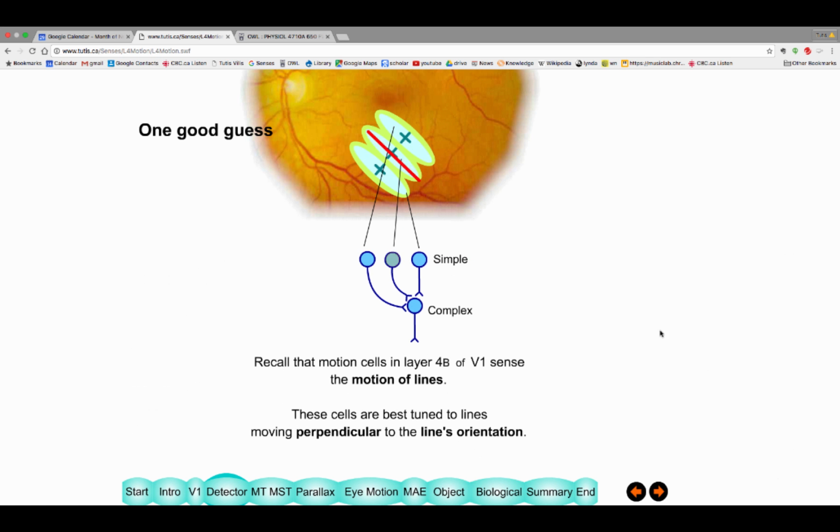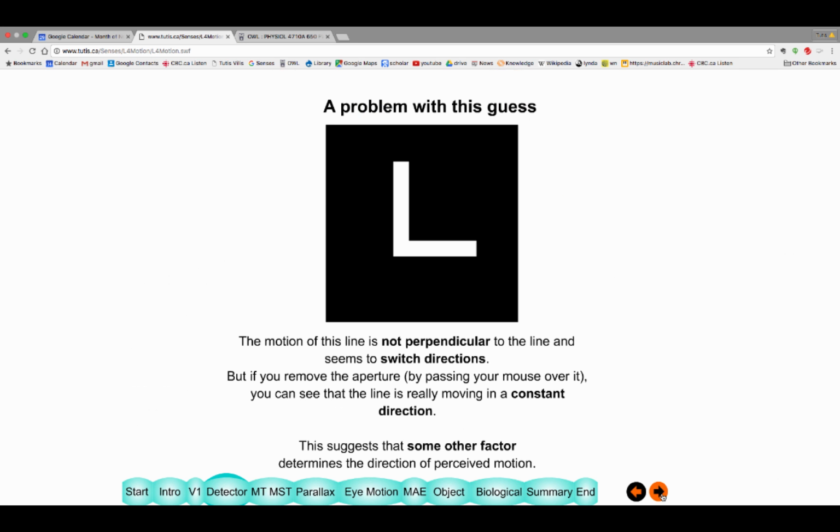And one way that it accomplishes this is because, remember, these simple cells feed the complex cells, and these simple cells are all sensitive to a line that's in this direction. And so if all three of them fed this complex cell, of course these lines would have to move in this direction to activate this complex cell. So the circuit is built to be triggered by lines that are perpendicular to the aperture.